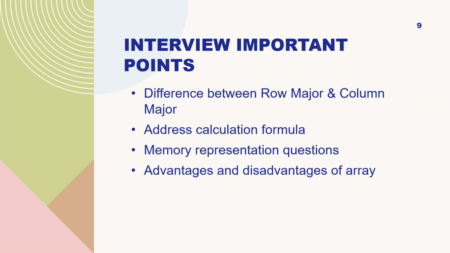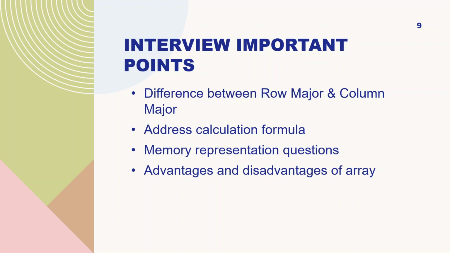Now let's quickly revise the important interview points related to arrays. First, the difference between row major and column major order. In row major, elements are stored row by row. In column major, elements are stored column by column. Languages like C and C++ use row major, while Fortran and MATLAB use column major.